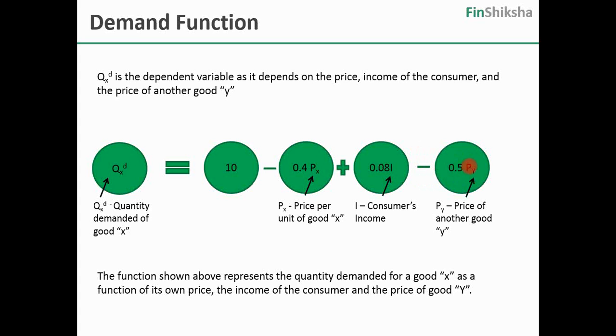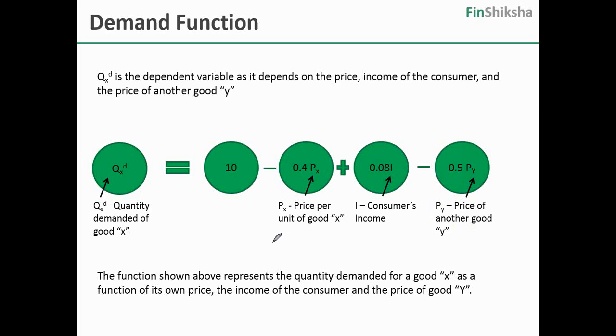We will discuss this in more detail, but here we are saying that another good's price is also negatively impacting the quantity demanded of good X, which means if the price of Y goes up, the quantity demanded for X actually goes down. Now, when would that happen? It is when Y and X are effectively complementing each other.